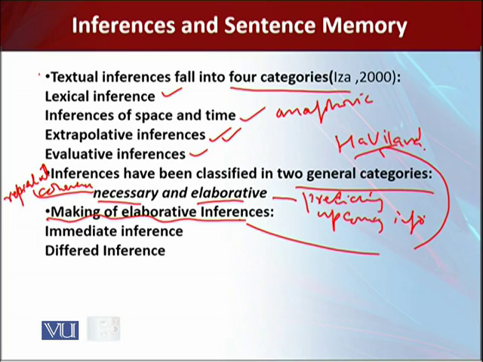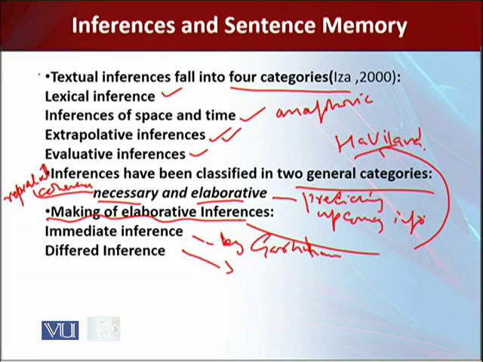So this is a point of controversy where it is stated that not all inferences are drawn from reading. Now, the theory that assumes that inferences are encoded into memory representation as text is read has been called by Garnham the immediate inference theory. And there is an alternative theory, which is the deferred inference theory.